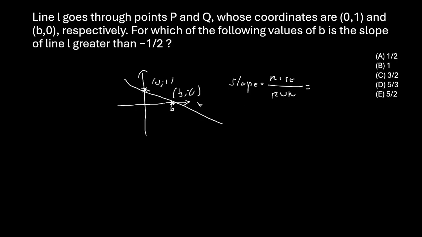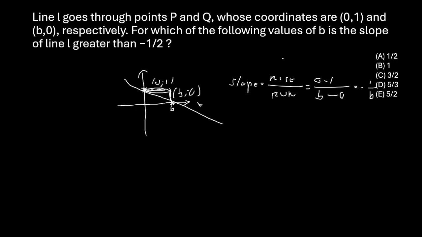Our rise is just how much it moves in the y coordinate. The y coordinate goes from 1 to 0, so the difference would be 0 minus 1. Actually, we subtract the first one from the second one, 0 minus 1. And our run would be, again, we subtract the first from the second, b minus 0, which simplifies to minus 1 over b.